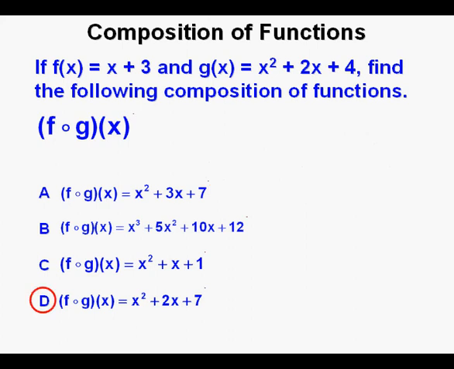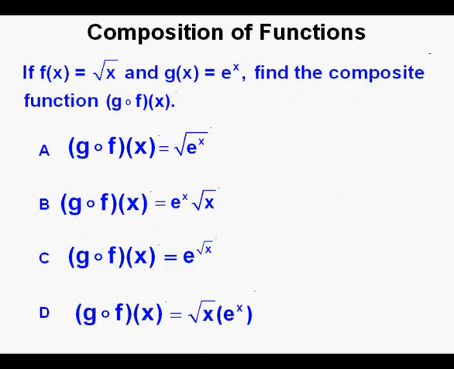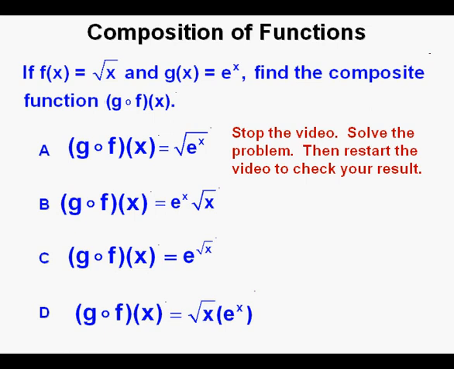Here is f of x with g of x inserted in place of the x in f of x, and combining like terms we get f of g of x equals x squared plus 2x plus 7. Here's the next problem. If f of x equals the square root of x and g of x equals e to the power of x, find the composition function g of f of x. Stop the video, solve the problem, then restart the video to see if you got it right.